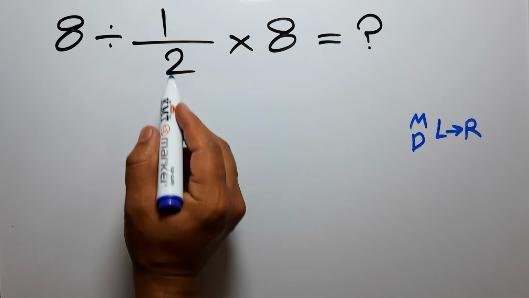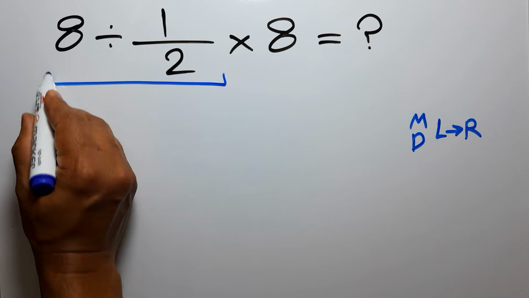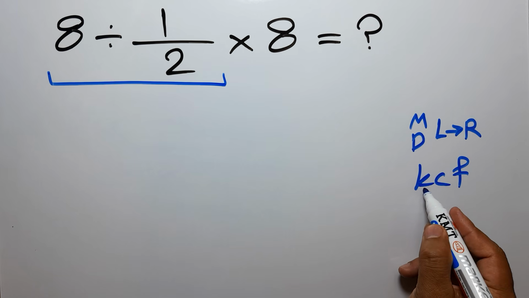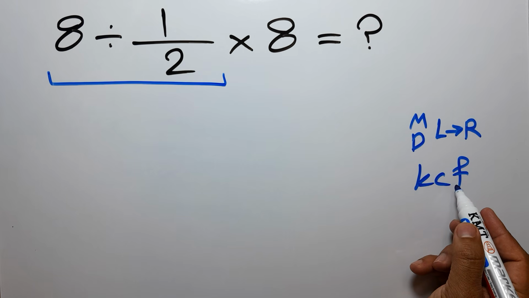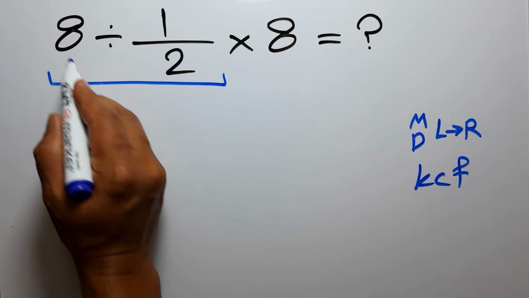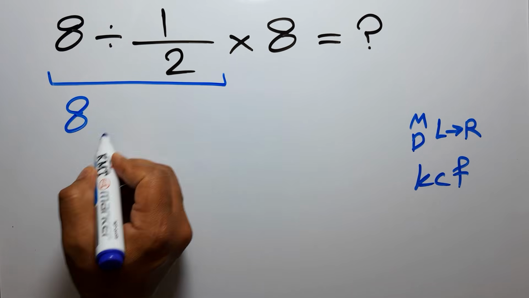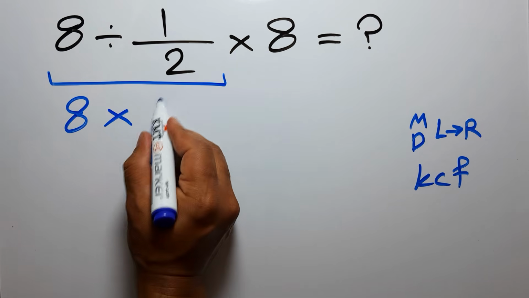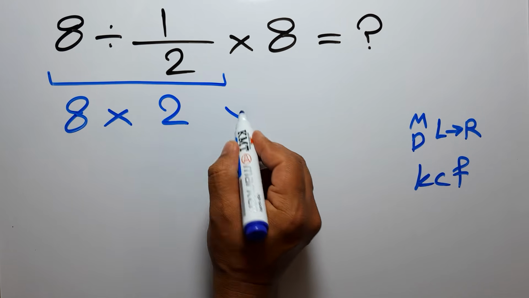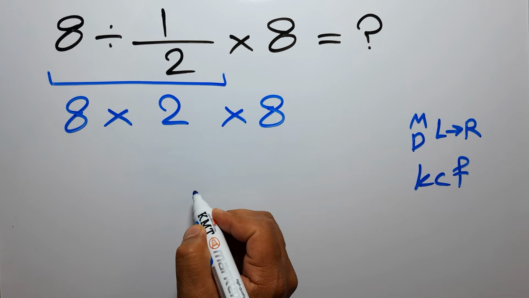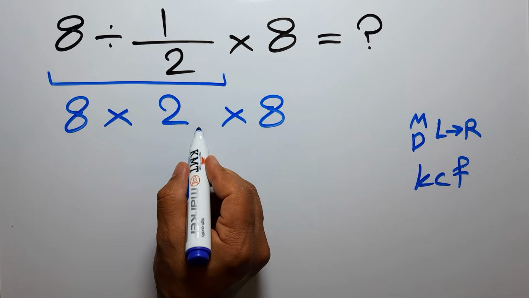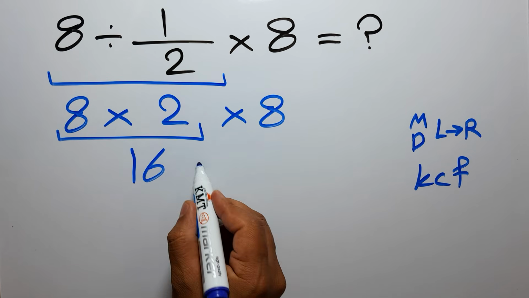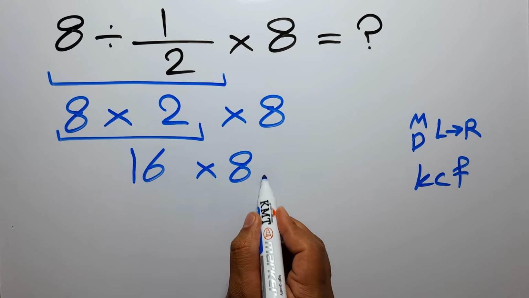8 divided by 1 over 2. According to the KCF rule, K stands for keep, C stands for change, and F stands for flip. We can write keep the first fraction, change division to multiplication, and flip the second fraction. And here we have times 8. Okay, 8 times 2 gives us 16. So we have 16 times 8.